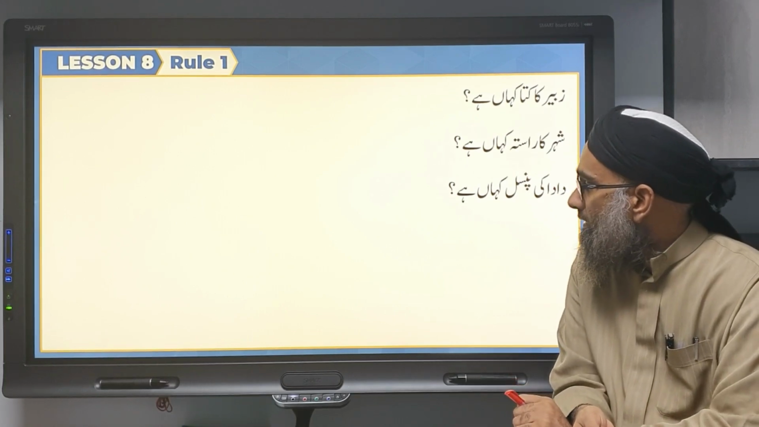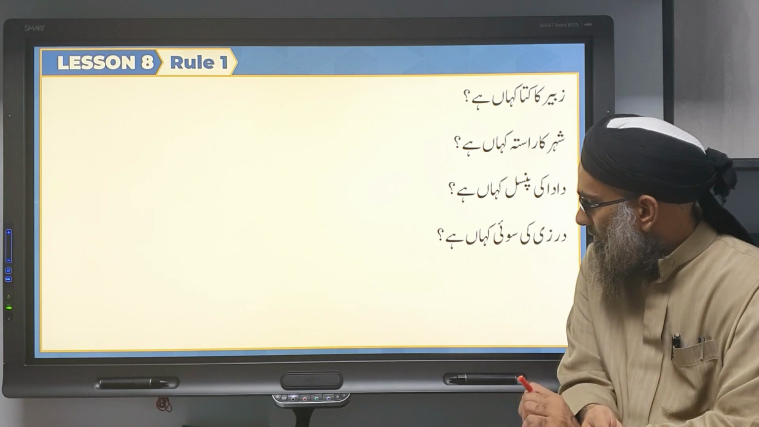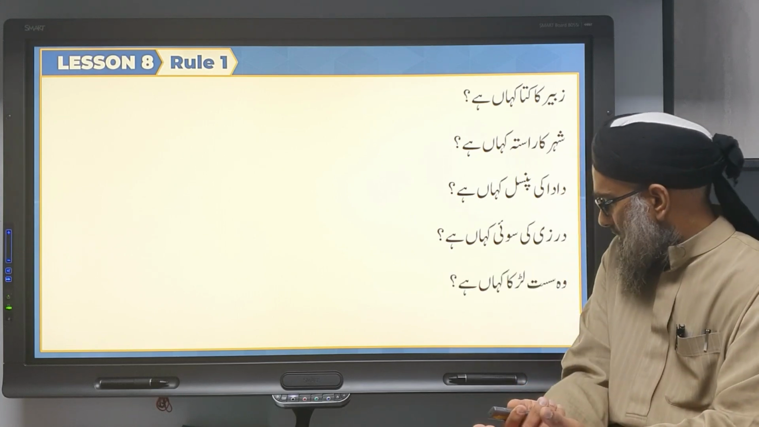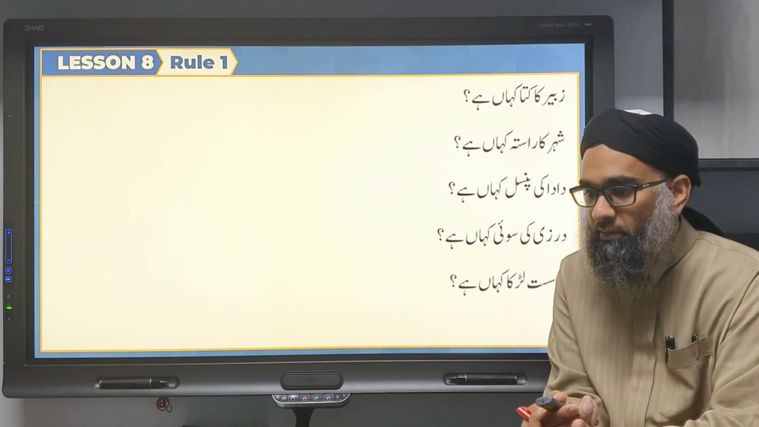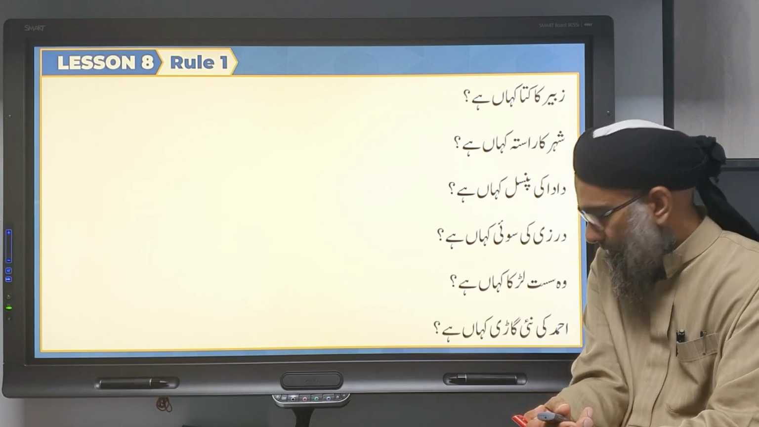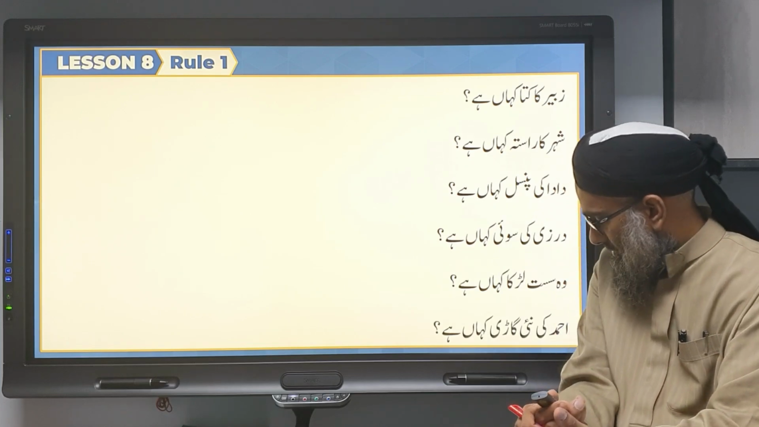Dada ki pencil kaha hai? Where is the granddad's pencil? Ji, one more. Darzi ki sui kaha hai? Where is the tailor's needle? Quite simple. Wo larka kaha hai? Where is that boy? Ji. Ahmed ki nayi gaadi kaha hai? Where is Ahmed's new car?